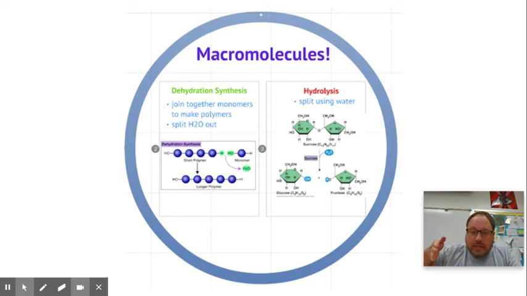So with hydrolysis, you use water, right, to split. So basically it adds an H and an OH to keep those molecules separate. With dehydration synthesis, you remove an H and an OH, and that takes out water. That's why it's referred to as dehydration. And then synthesis, because you are joining monomers together to make a polymer. So you're creating something. To synthesize means to create. So with dehydration synthesis, you are creating a larger molecule.